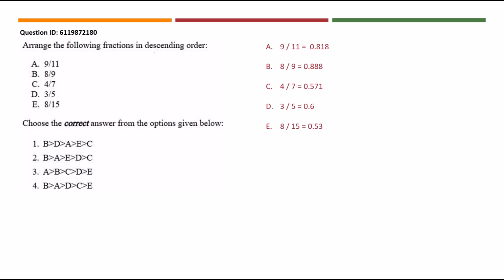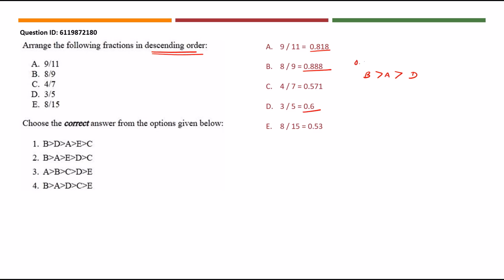You have to go in descending order. Descending means you have to start from the largest number and then go to the smallest number. So they have given the symbol as greater than itself. So which is the highest value here? It is B. Then we have A. So B greater than A. Then A is greater than 0.6, which is D.